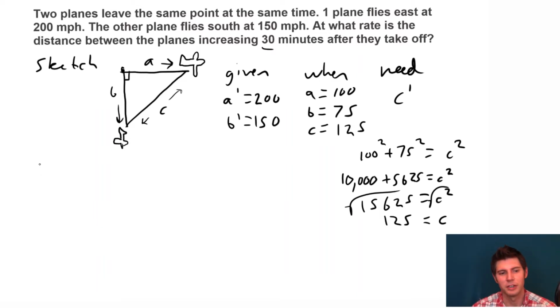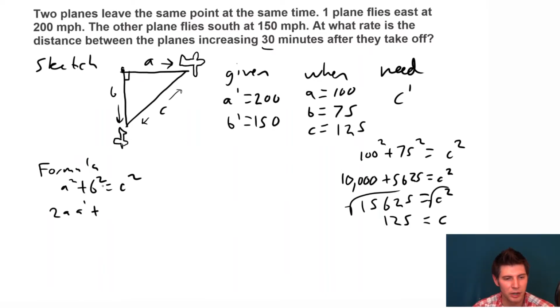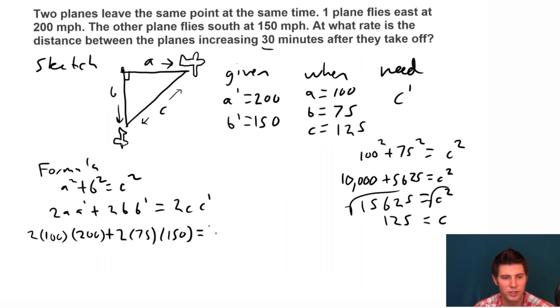Now we have everything we need. So our formula, a squared plus b squared equals c squared. Then when we differentiate it, we get 2a a prime plus 2b, b prime equals 2c, c prime. It's kind of fun. Now plug everything in. A prime is 200. A was 100. And we still have the 2. B is 75. B prime is 150. 2. C was 125. And C prime is what we're solving for.